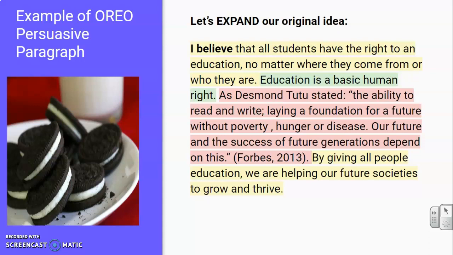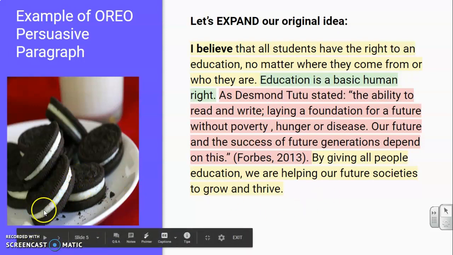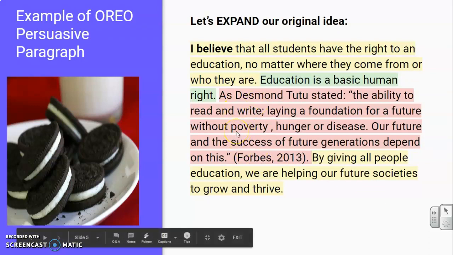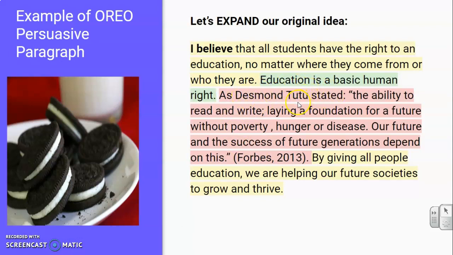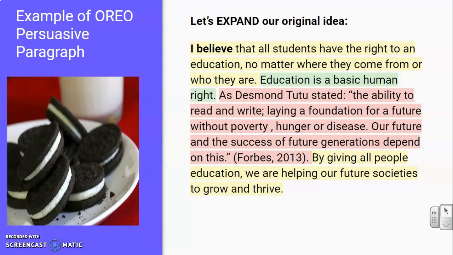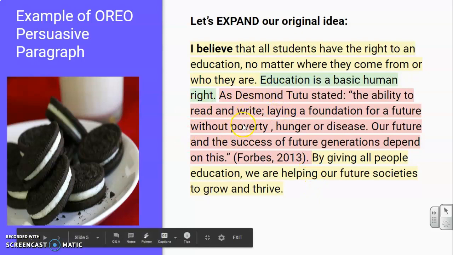Now, do you see that big part right there in that paragraph that's pink? So think of that as like the filling, the white part of the OREO. Without that white part, the paragraph doesn't work. You have to have that white part, or right here, that pink part. So here I have my quotation, and I said who stated the quotation. So as Desmond Tutu stated, the ability to read and write, laying a foundation for a future without poverty, hunger, or disease. Our future and the success of future generations depend on this. Forbes, 2013, period. Okay, so this is my quotation, and I started with saying who said it.